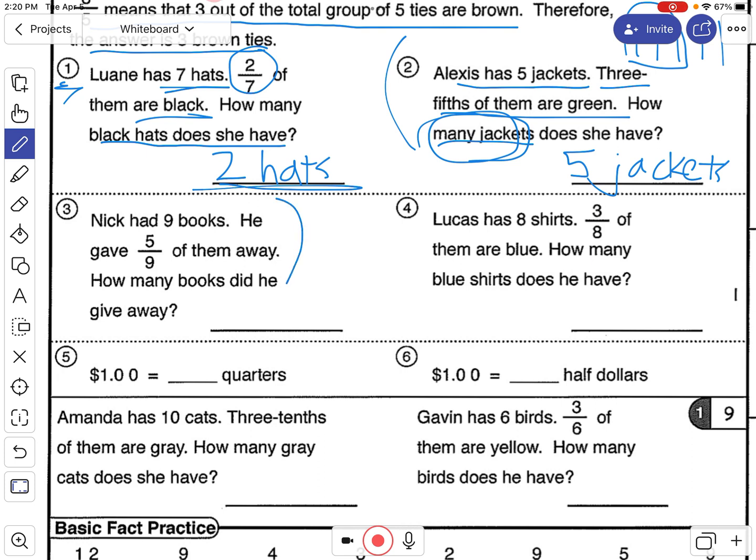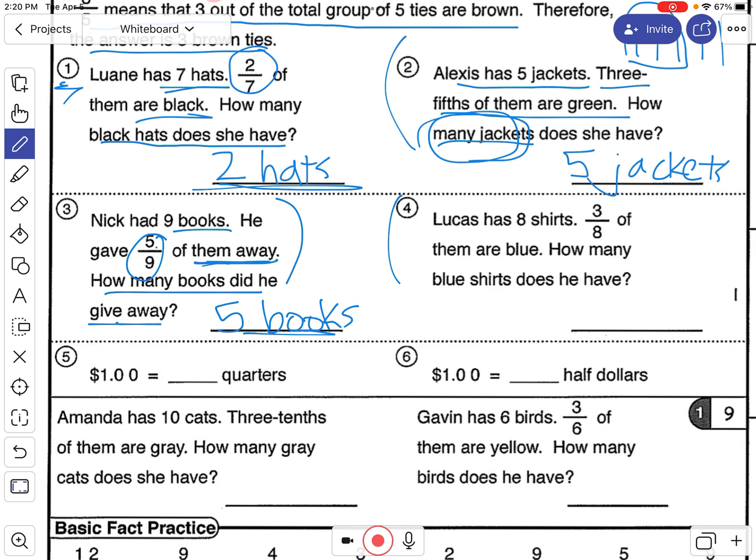Okay. So, read this problem now and then try it and write the answer down here. Don't get tricked. Pause the video. Nick had 9 books. He gave 5/9 of them away. How many books did he give away? 5/9. He gave away 5 books then. He didn't give away 5/9 books. He gave away 5 books.